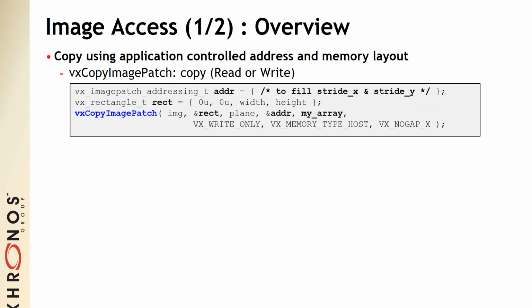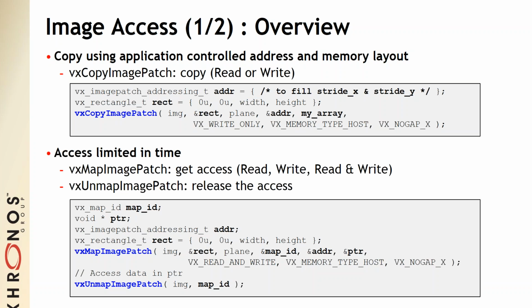Now let's look at how to copy pixel data. You can access pixel data one plane at a time in an image, and this is very similar conceptually to the way you access arrays. There is a copy image patch function to copy a rectangular region of an image plane. For copying, you need to specify the rectangular region, the plane, and the direction, read or write, and you have to specify the layout of the application buffer that you have in the host memory using a VX image patch addressing structure. I'm going to show that in the next slide.